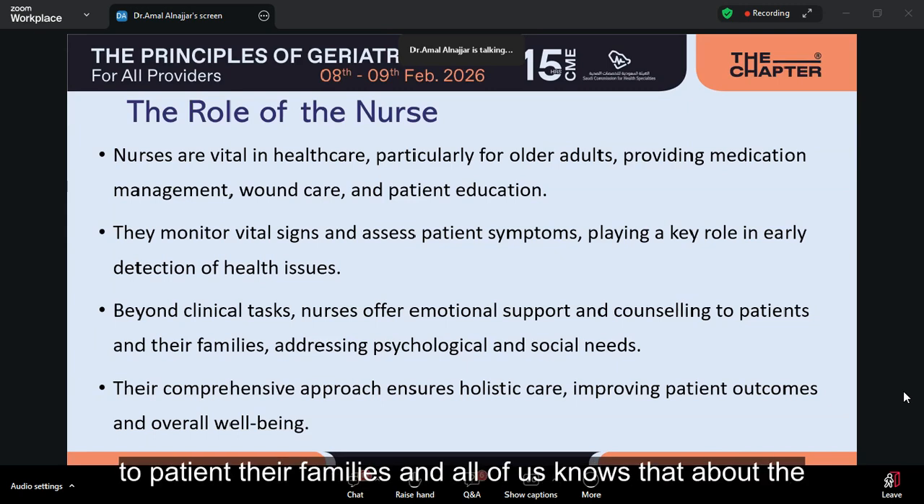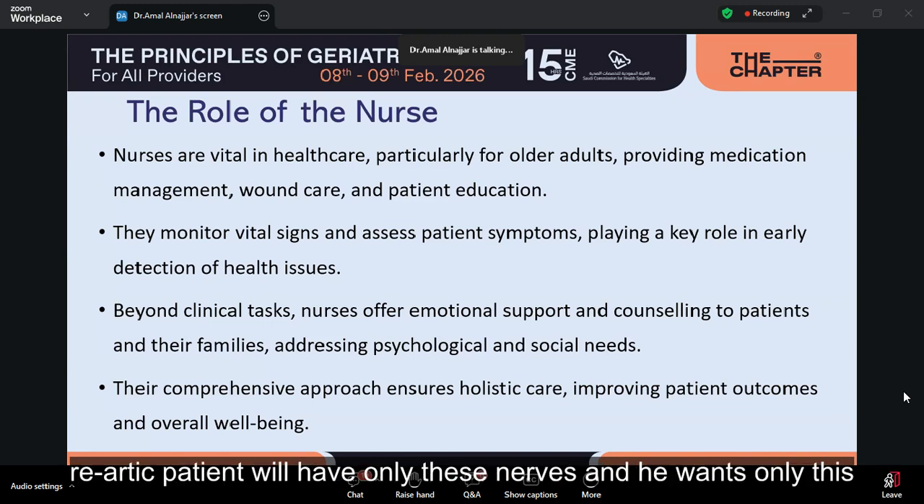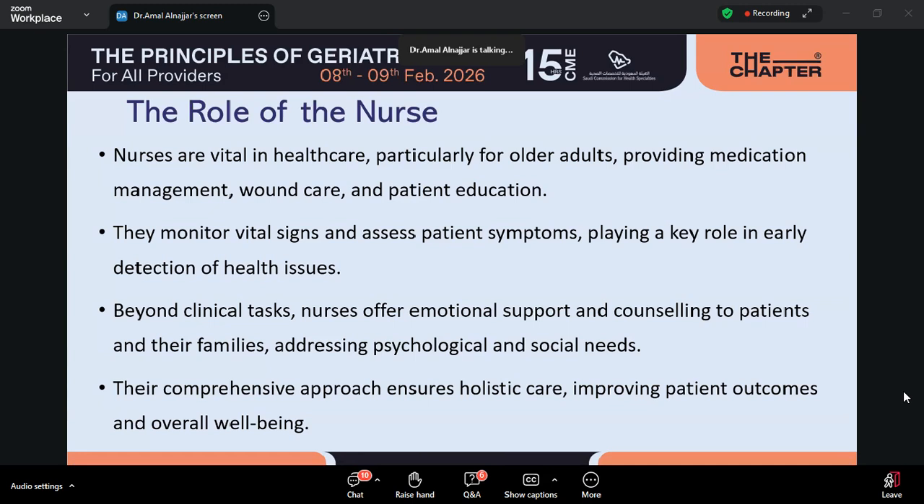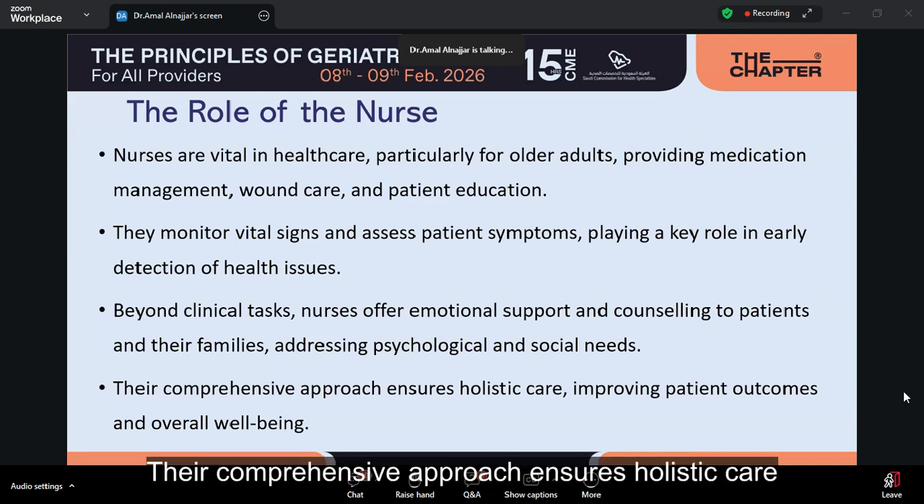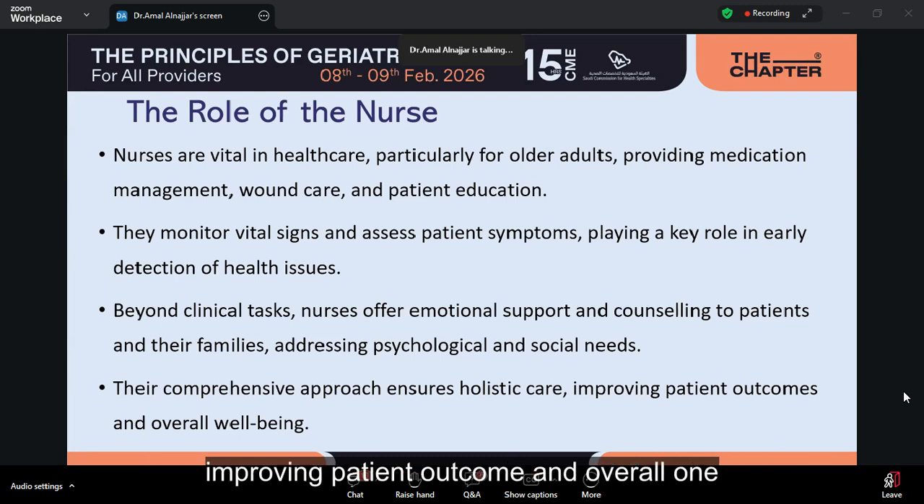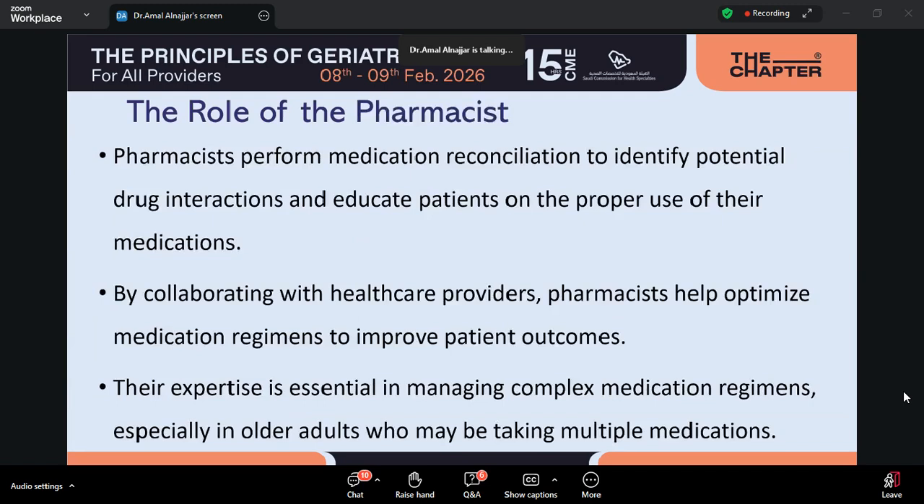And all of us know about the geriatric patient who loves only this nurse and wants only this brother to take care of him, because he was bound emotionally to him because he was dealing very nicely with him. Their comprehensive approach ensures holistic care, improving patient outcome and overall well-being.